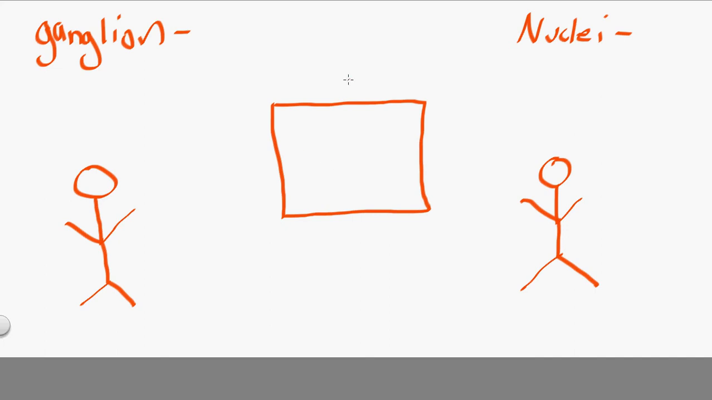Okay, so now this video will be taking a look at the difference between ganglion and nuclei. So the definition of ganglion and nuclei is a group of neuron bodies. A group of neuron bodies altogether. Not the axon part of the neuron, not the dendrites, but the body part. A group of neuron bodies all packed together.